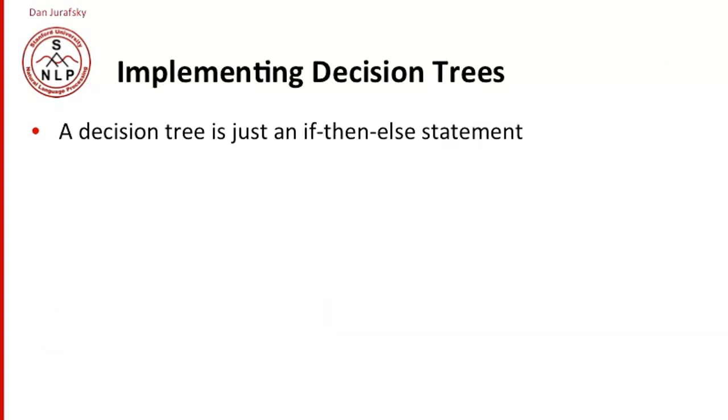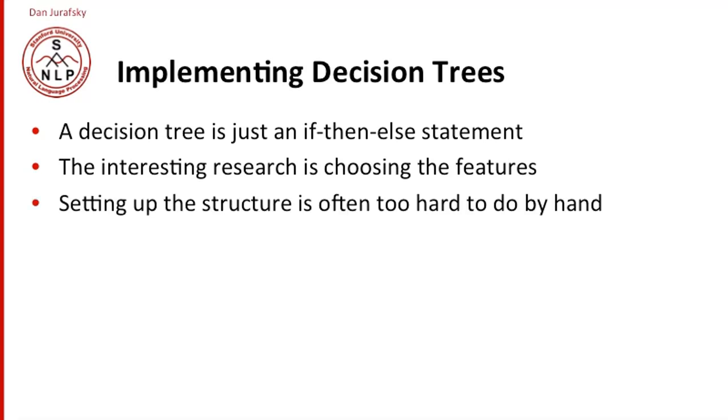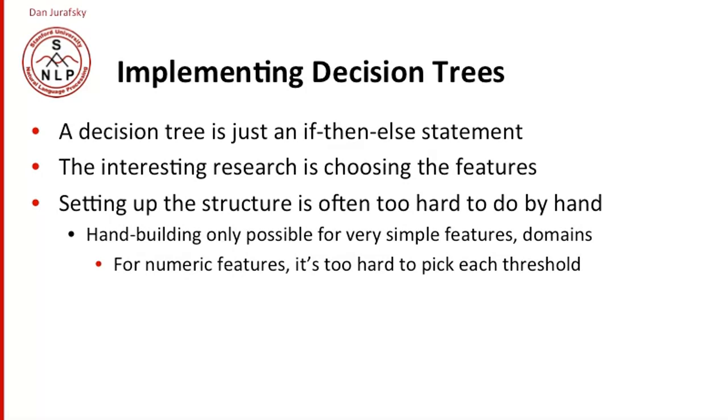Now, a decision tree is just an if, then, and else statement. So that's just the definition of what a decision tree is. The interesting research is choosing the features. So we've seen a number of features you might pick for this particular task. In general, the structure of the decision tree is often too hard to build by hand. In general, hand building of decision trees is possible only for very simple features or simple domains. You might build a simple decision tree with 6 or 7 rules like this for some simple tasks. But it's very hard to do for numeric features because you have to pick the threshold for each of the numeric features. I'm picking a probability as one of my features.